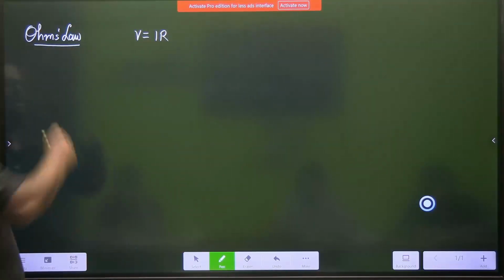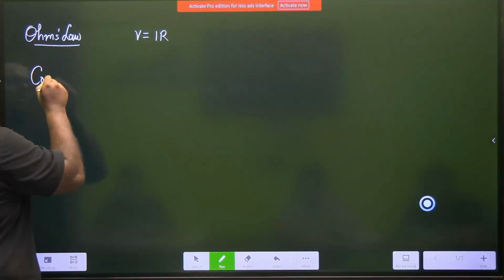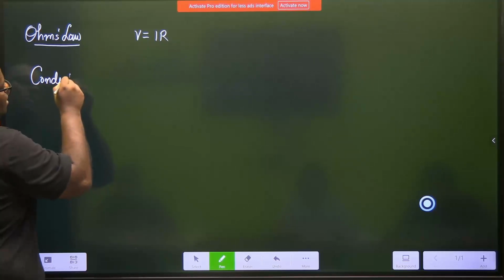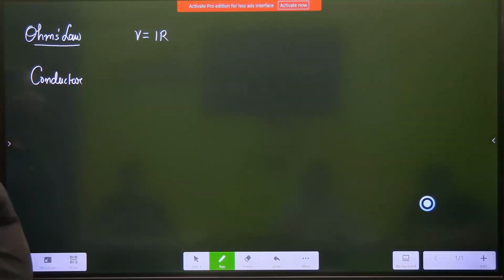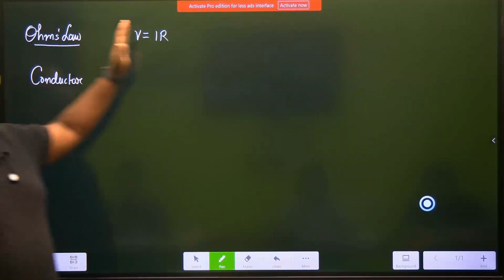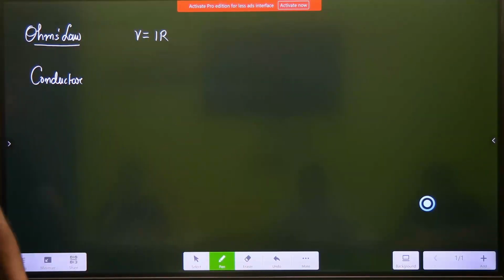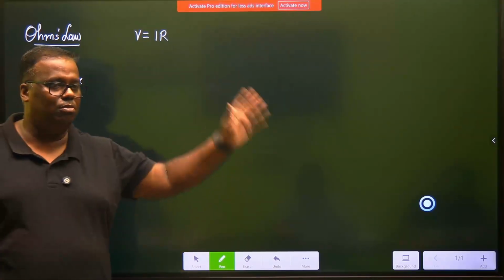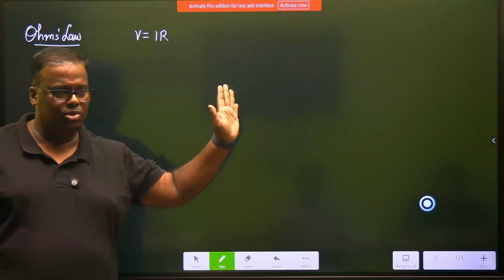Now say you take one conductor. You know the difference: a conductor can be a good conductor or a bad conductor. No one is 100% good conductor. Conductors which follow Ohm's law are known as ohmic conductors, and the plot will be in the form of a straight line. Are those things clear?